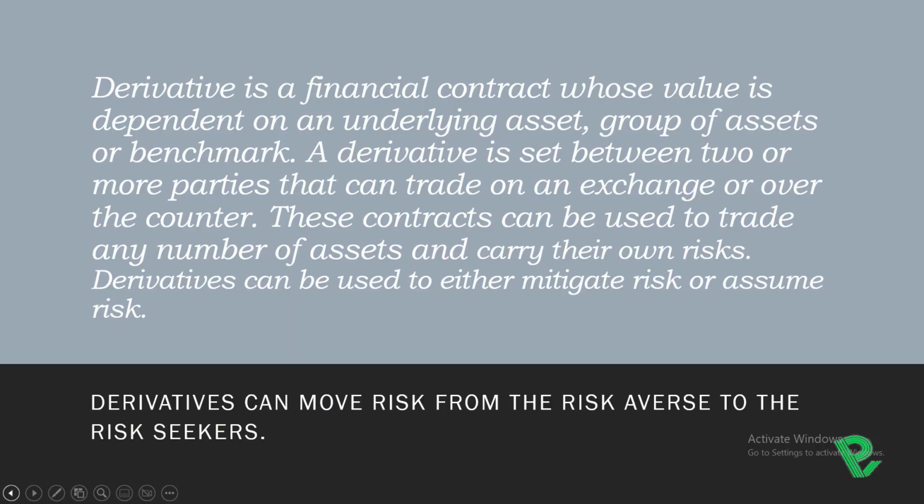A derivative is a financial contract whose value is dependent on an underlying asset, group of assets, or benchmark. A derivative is set between two or more parties that can trade on an exchange or over the counter. These contracts can be used to trade any number of assets and carry their own risks. Derivatives can be used to either mitigate risk or assume risk. Derivatives can move risk from the risk averse to the risk seekers.